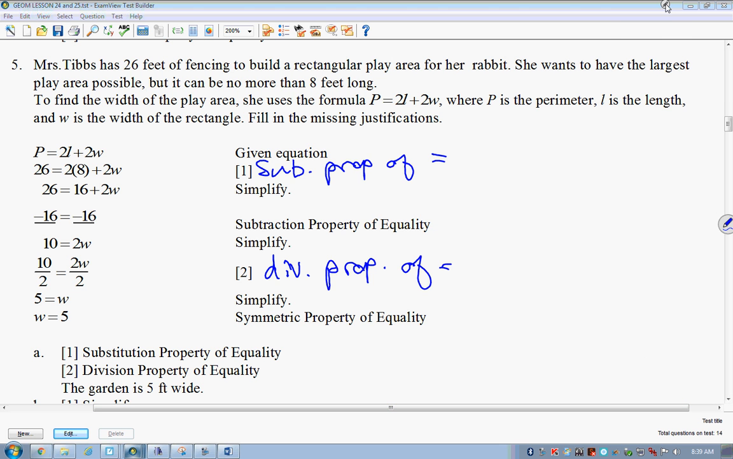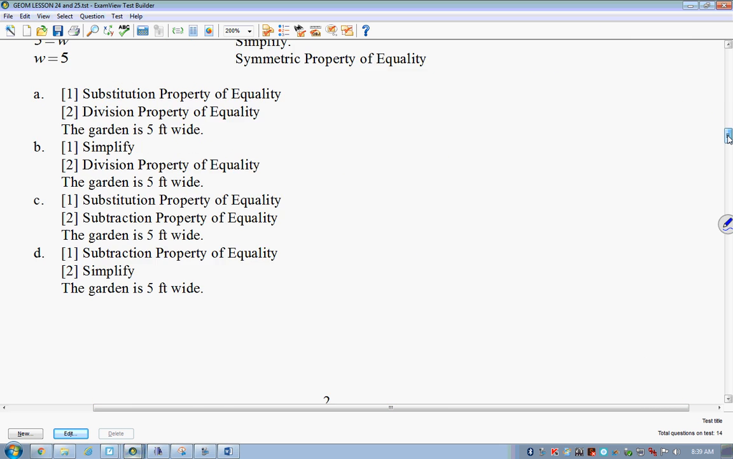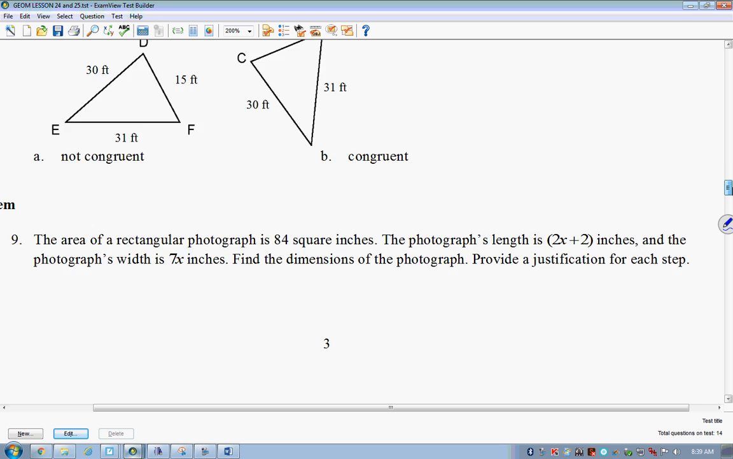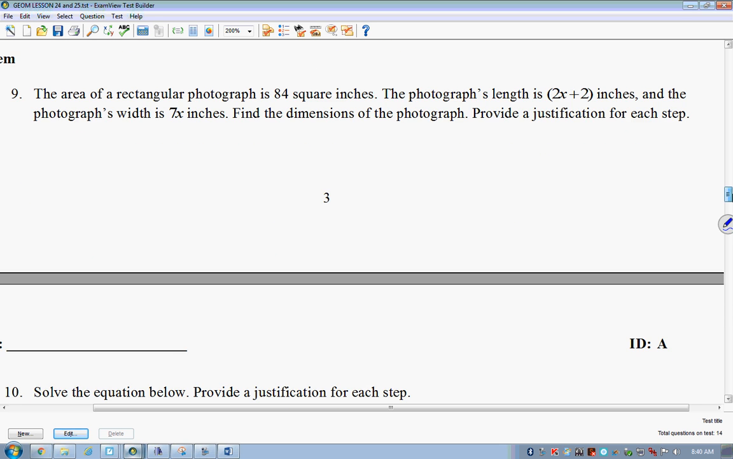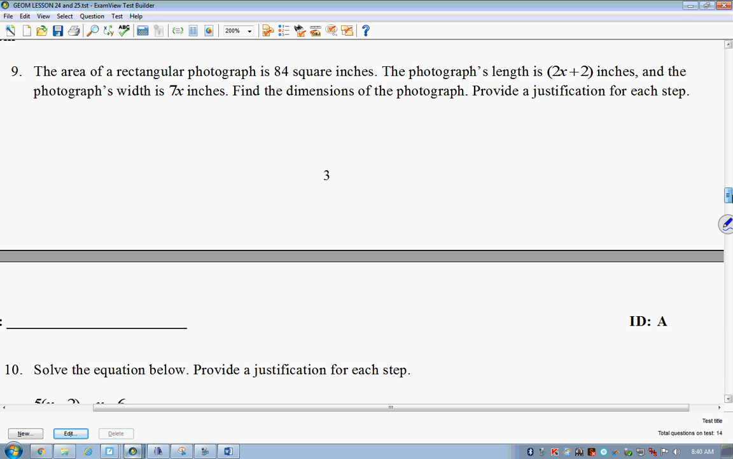Okay? Are these seeming doable, easier as we go? Okay. Let's see. All right, so this one gives me a problem, but does not have a proof for me to just substitute in and fill out, right? So I'm going to actually have to write a proof.